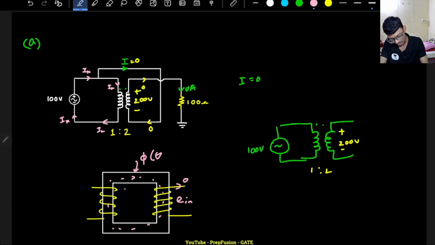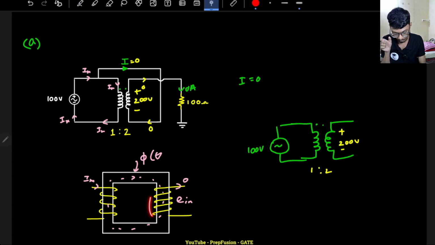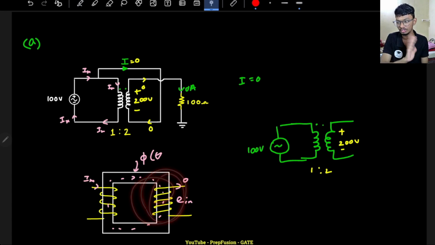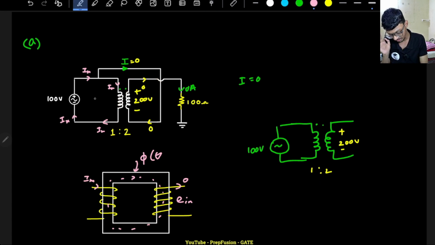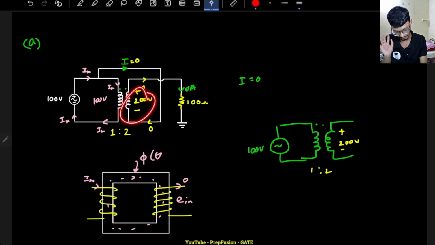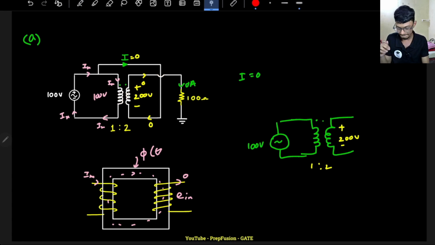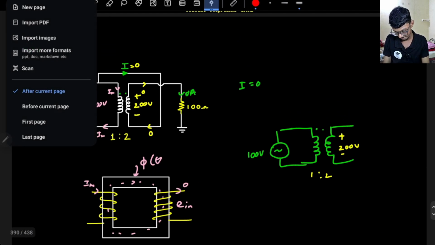Yes, current is 0, that means the current will be only the magnetizing current; there will not be any I1 current that would oppose the mmf. This winding will not create any mmf, just a voltage will get induced. So this will work. Here 100 volts will be here and here 200 volts will be there, totally fine, current will be 0. Okay, now let's solve the second circuit.